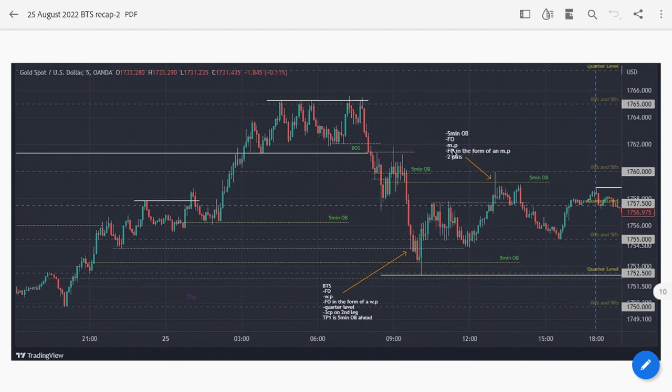And with every fake out, we get an M pattern. Now, if you look closely on the line chart, you will see that this price action does form an M pattern. That is our full confirmation.